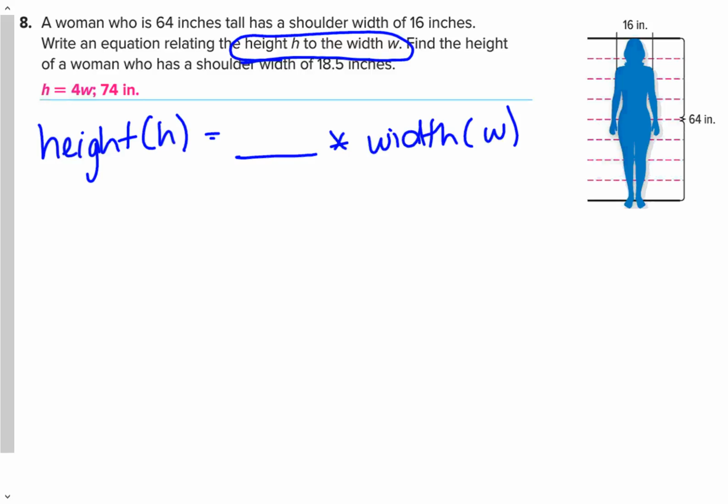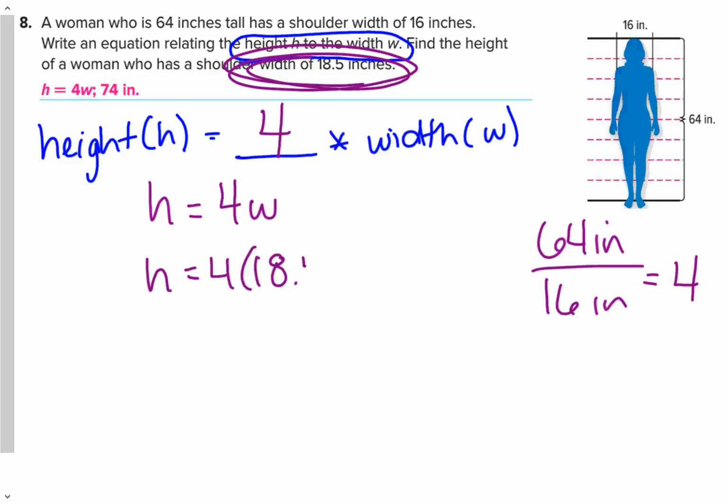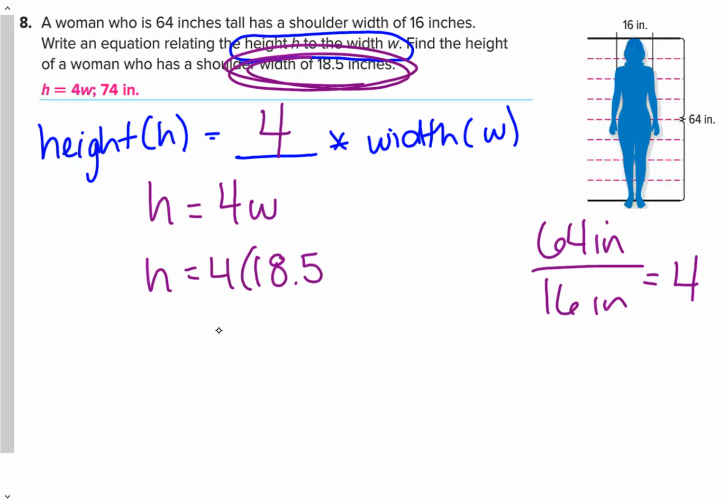Okay, so let's first find out what that number is. So we have 64 inches tall over 16 inches, and that actually equals 4. So this is the number that's being multiplied times the width. So we have our equation h equals 4 times w. Now we have to substitute what we know. We know that our width is 18.5 inches. So this one's another easy one. 4 times 18.5 equals 74, so h equals 74 inches. And that's your final answer.